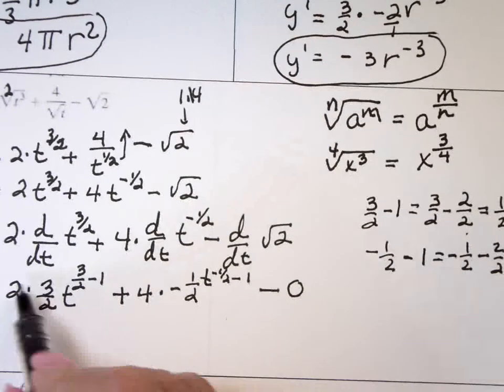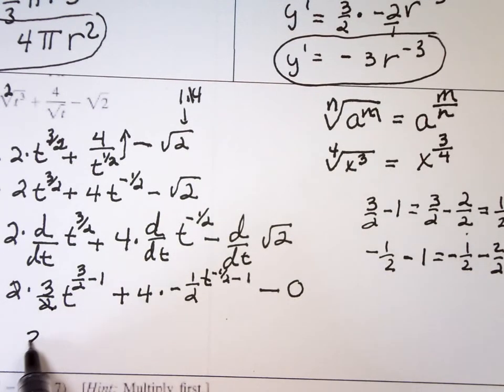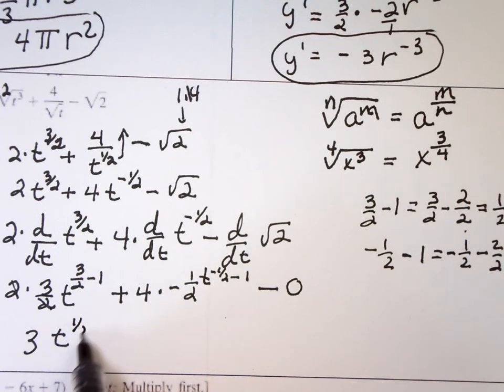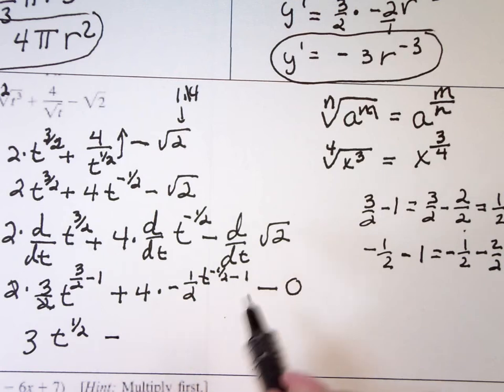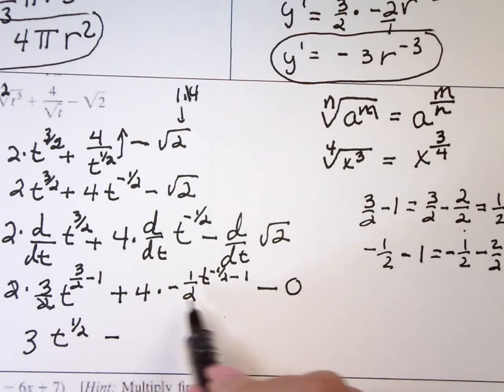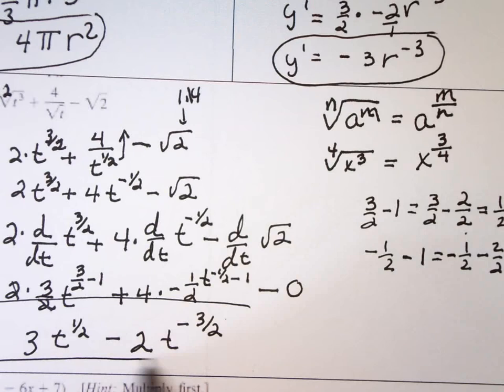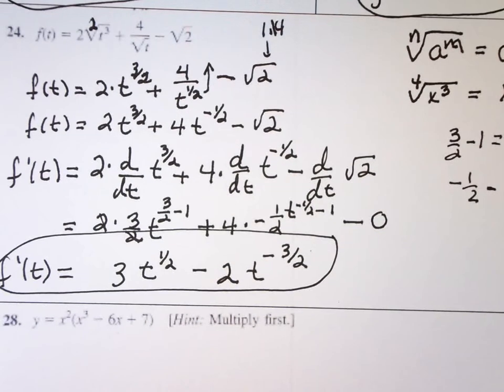So 2 times 3/2 is just 3t to the 3/2 minus 2/2, which is 1/2. Minus, because I'm going to take 4 times negative 1/2, is 2t to the negative 1/2 minus 2/2, which is minus 3/2. You'll get used to it. You just have to work a lot of problems.